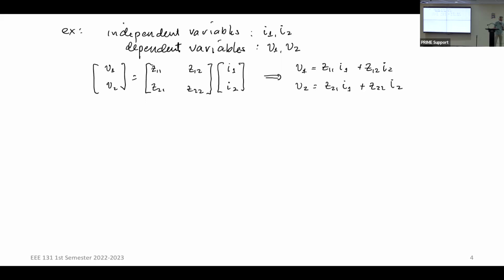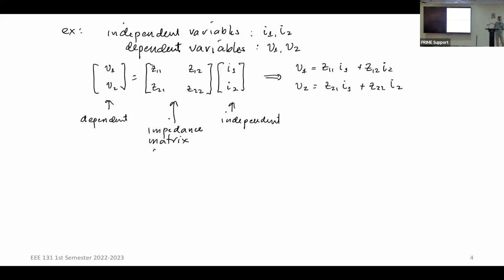Anyway, the point is this is your dependent and this is your independent. And this is what you call now your impedance matrix. It is called your impedance matrix because the units of your matrix elements are in ohms. These are in ohms. So your impedance elements convert current to voltage.